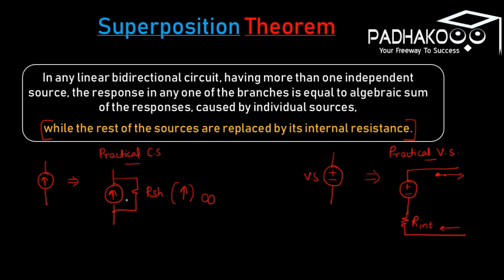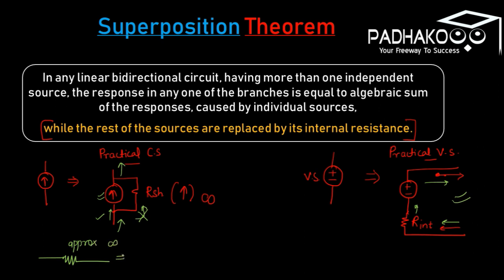Now to complete the circuit, current has to pass through the current source. Therefore, due to the current divider rule, all the current is passed through the current source, and negligible current passes through RSH, which is due to its infinitely large value. And in the case of the voltage source, all the current has to pass through the voltage source, and therefore it has to pass through the resistance, and the value of R internal must be very small or negligible.